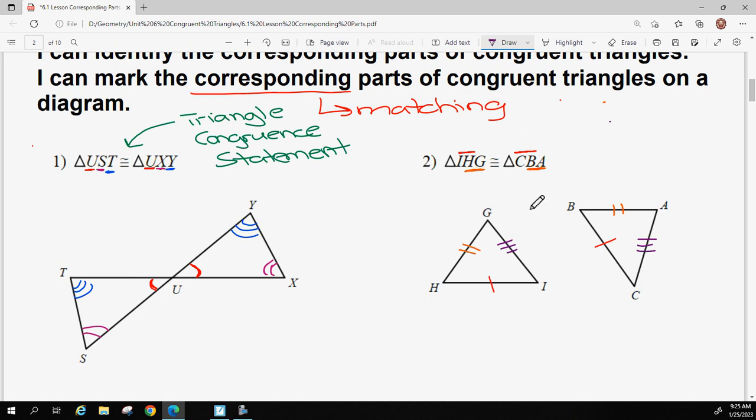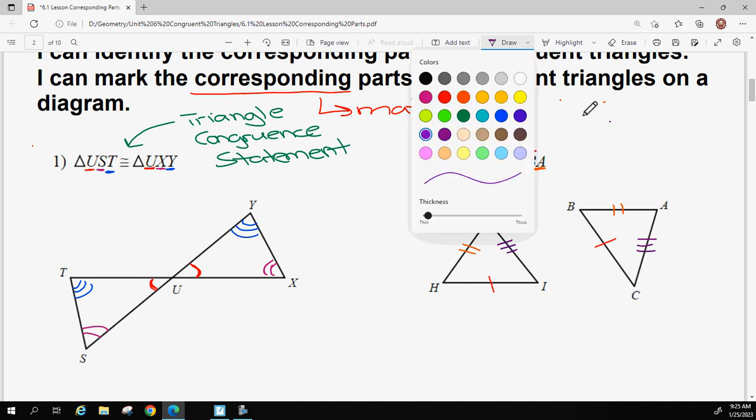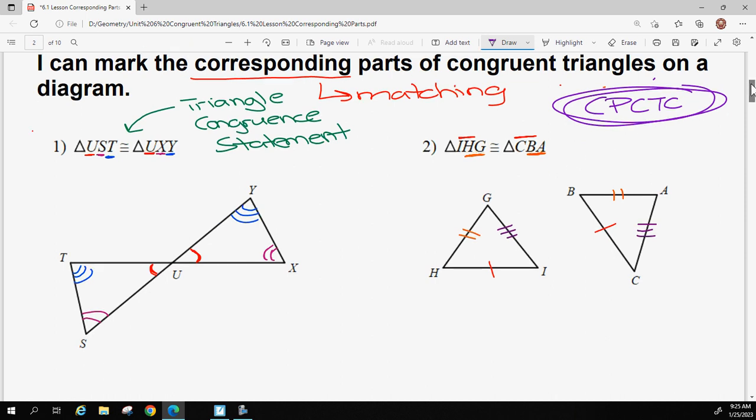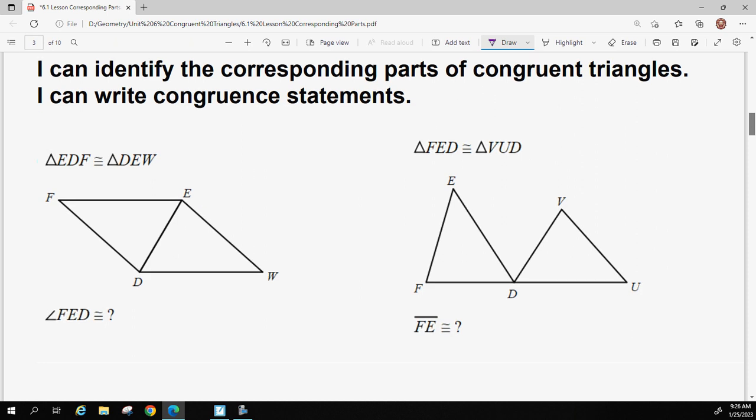So this is what I mean about corresponding parts in congruent triangles. We have this theorem, this rule that says that corresponding parts of congruent triangles are congruent, we shorten that to CPCTC. So if you ever see CPCTC somewhere, and we might use that later on in this unit, that just means if we have congruent triangles, we know their corresponding parts are congruent. So it's really, really important to be able to read the names of these triangles and use them to identify the pieces that correspond.